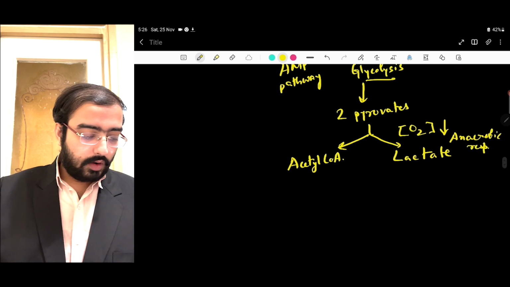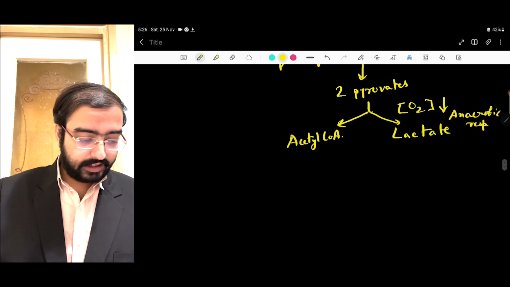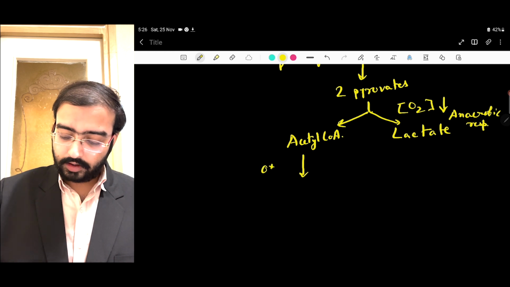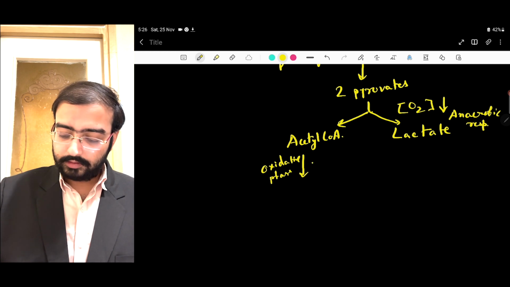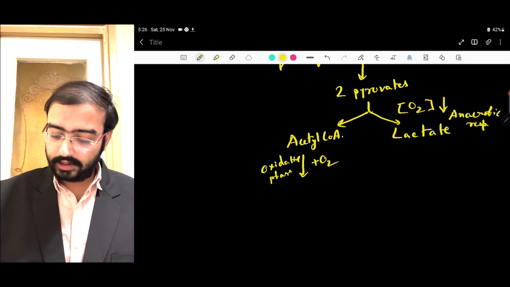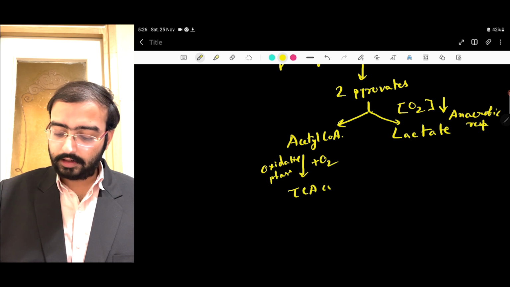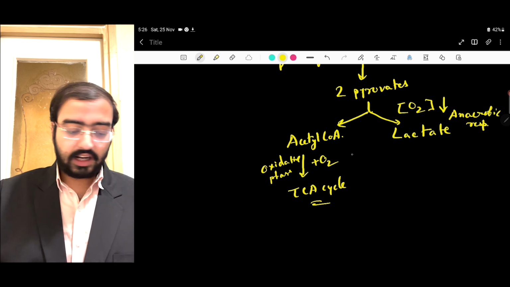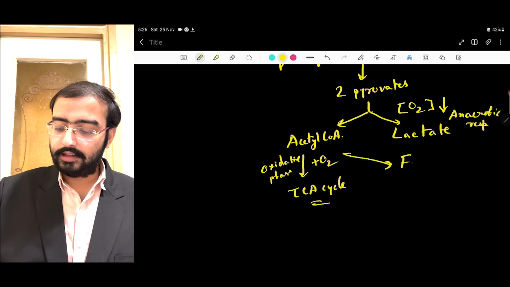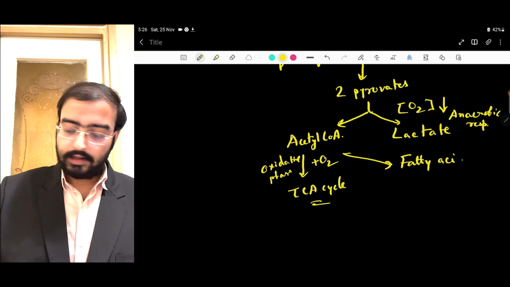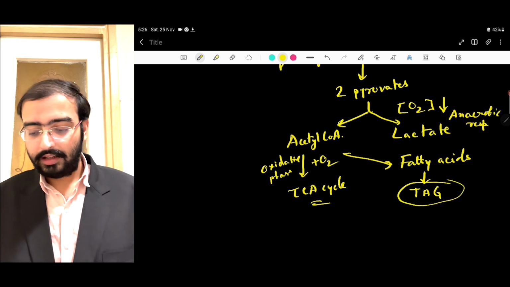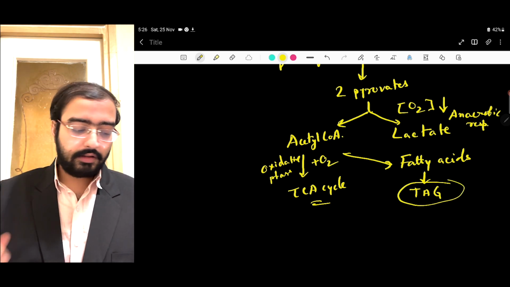Now, what happens with acetyl CoA? Acetyl CoA again has variation. In the oxidative phase, plus O2, obviously, as I said, it goes into the TCA cycle or the Krebs cycle. But apart from that, what happens? It generates fatty acids. And fatty acids are ultimately converted into triacylglycerol. So too much glucose is not good for health as well.